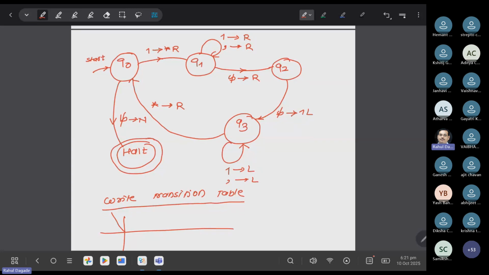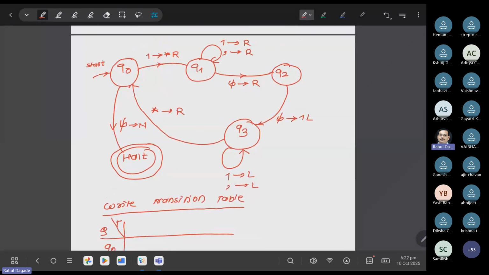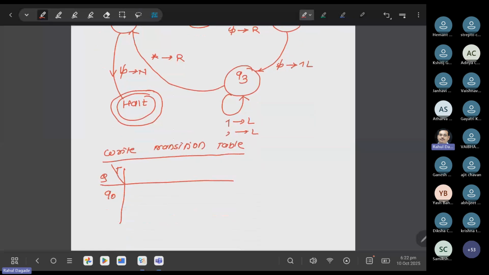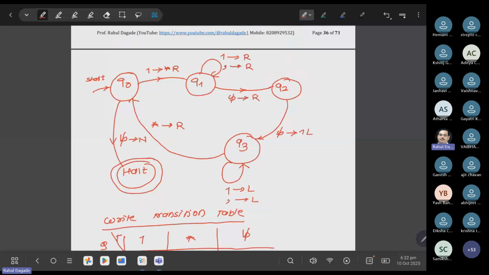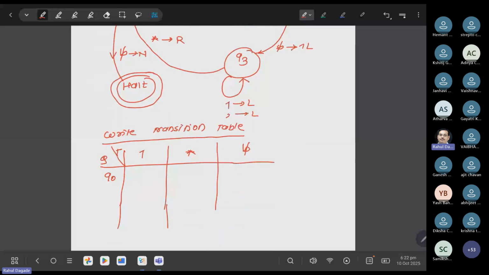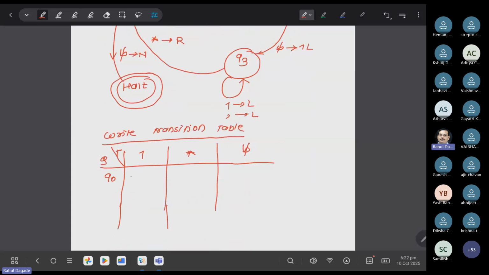All right, so now let us write down Q cross tau. How many states do we have? Q0. What are the tape symbols? Tape symbol is 1, then another symbol is star. Another symbol on the tape is blank. Blank is also one of the symbols. So now Q0: what is Q0 doing on 1? Q0 is converting that 1 into star, moving the pointer to the right and coming to the state Q1. Okay, so Q1 star R.